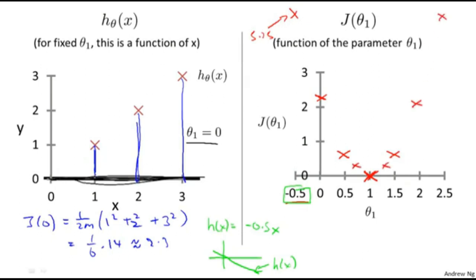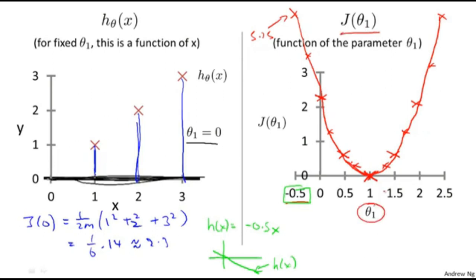And it turns out that if you compute a range of values, you get something like that. And by computing the range of values, you can actually slowly trace out what this function J of theta looks like. And that's what J of theta is.